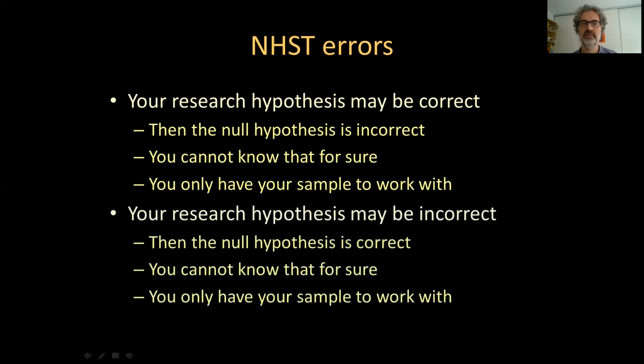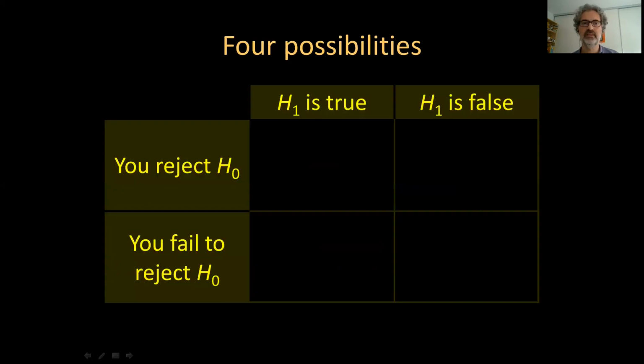Or your research hypothesis may be incorrect, in which case the null hypothesis is in fact correct, and therefore you should not be rejecting it. But you cannot know that for sure. You only have your data to work with. And based on your data, you may have to actually reject the correct null hypothesis. Let us look at this in a table.